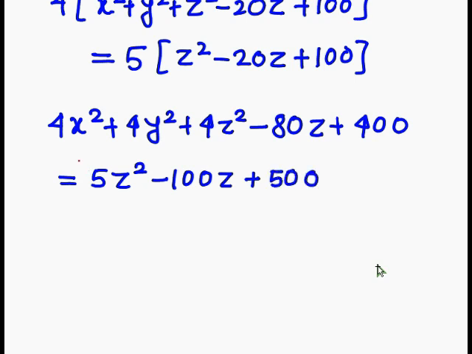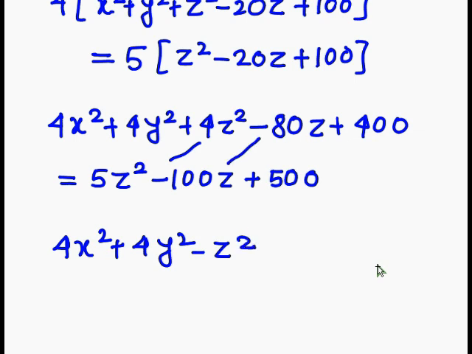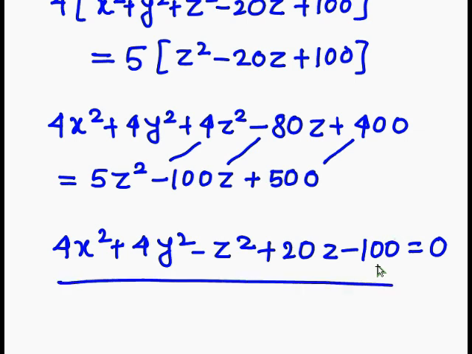Now if you observe, there is no x² term on the other side, so we write 4x². There is no y² term, so we write 4y². Here 4z² − 5z², we get −z². Then −80z plus 100z, that is +20z. 400 − 500, we get −100, that is equal to 0. So this is nothing but your required equation of a right circular cone.